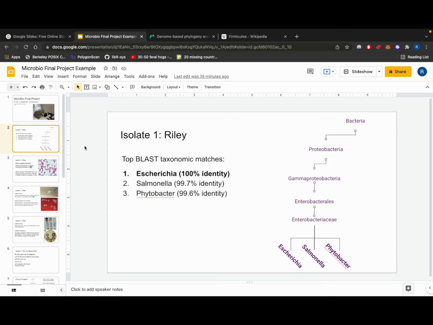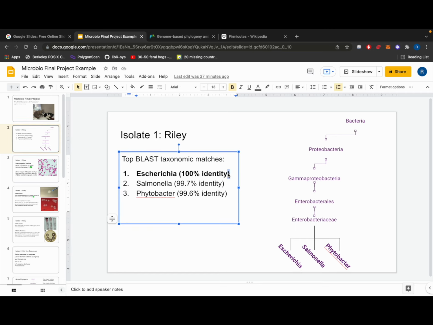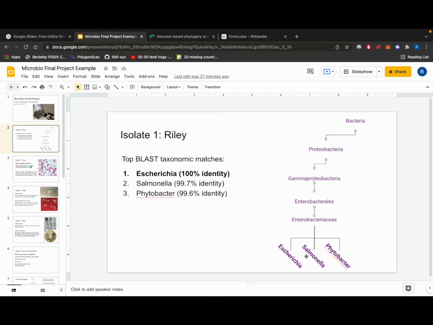For example, if I were doing this project and I had an isolate, I would need to put down this little phylogeny here with the BLAST matches, or the top few BLAST matches for my culture. Escherichia, 100% identity. I don't think anyone in the class had 100% identity, but I expect many of them to be in this high 99s range.